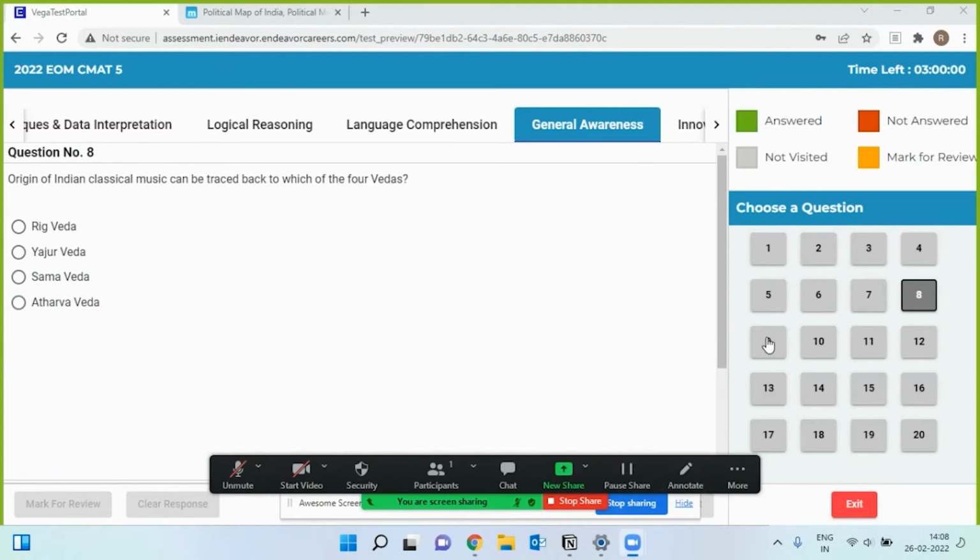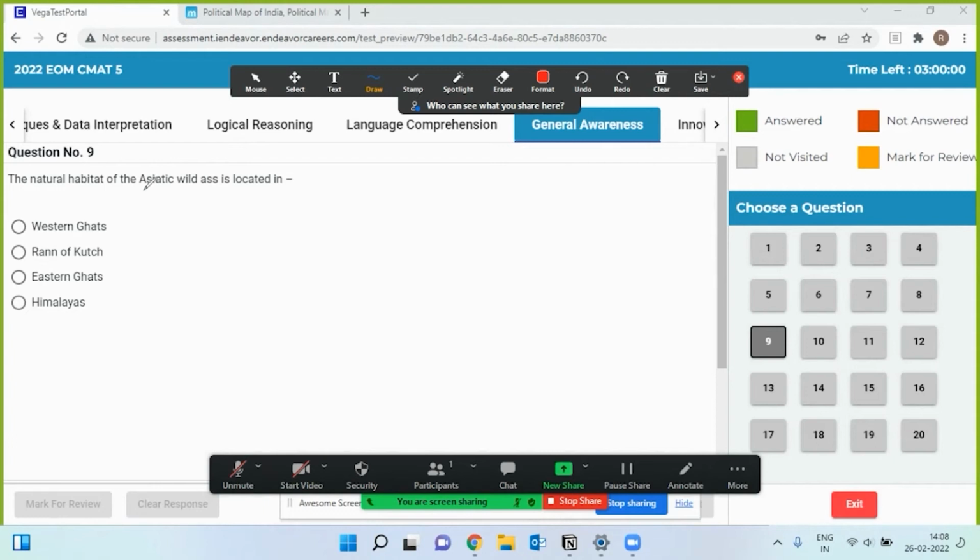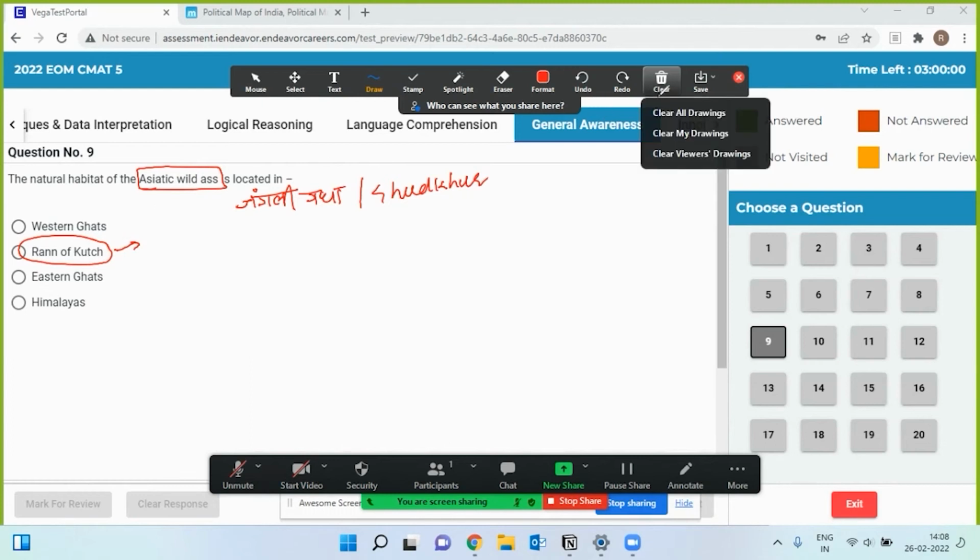Okay. Next question, question number 9, is about the natural habitat of wild Asiatic ass, which means jungli gadha, which in Gujarati is called as ghudkur. Correct? And I am telling you the Gujarati name because the natural habitat of wild Asiatic ass is Run of Kutch. So this is the correct answer.